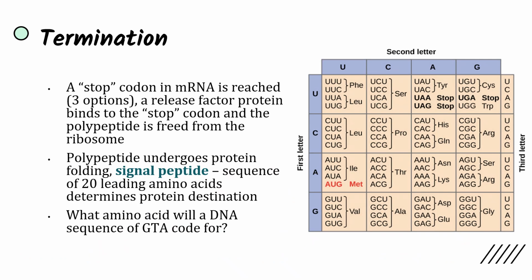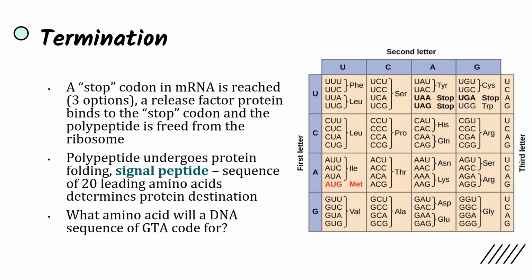So when a stop codon in mRNA is reached, and there are three different options for stop codons, a release factor protein is going to bind to the stop codon and the polypeptide is freed from the ribosome. And it's going to undergo some protein folding, like we've discussed when we discussed proteins and enzymes. There's going to be a signal peptide, which is a sequence of 20 amino acids that determines what the destination of the protein is. So what is its function, where is it going to go? And then the protein will finally be complete through the process of translation.